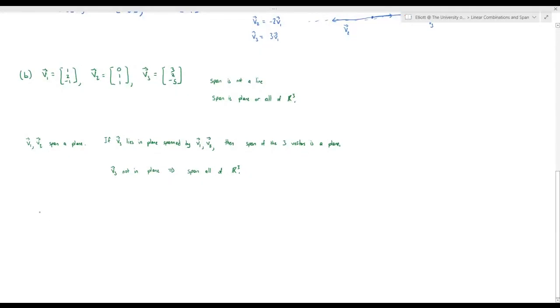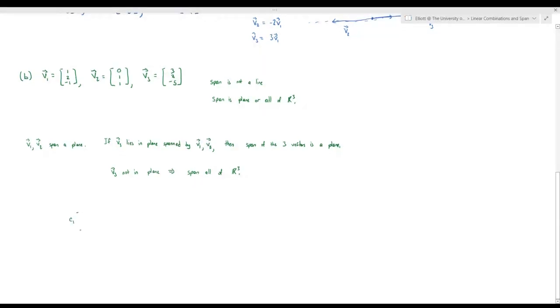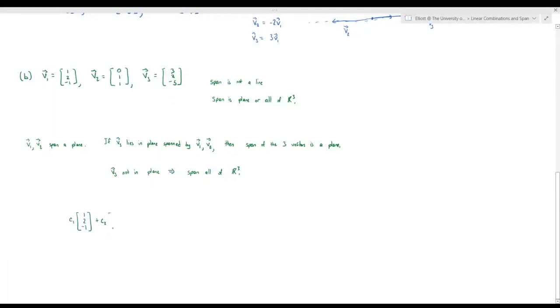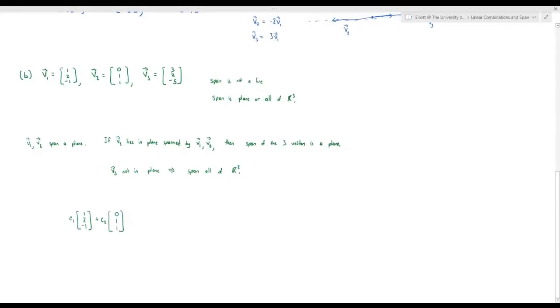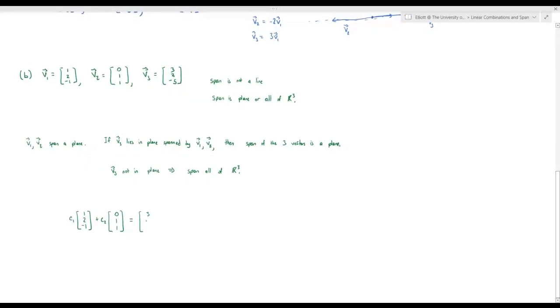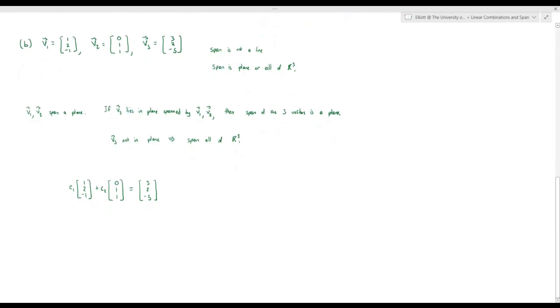So what I'm going to do is what we did in the previous examples, where I'm going to form a linear combination of vectors V1 and V2. I'm going to set that equal to V3 because I'm trying to check: is V3 a linear combination of V1 and V2? Does V3 lie in the plane spanned by V1 and V2?